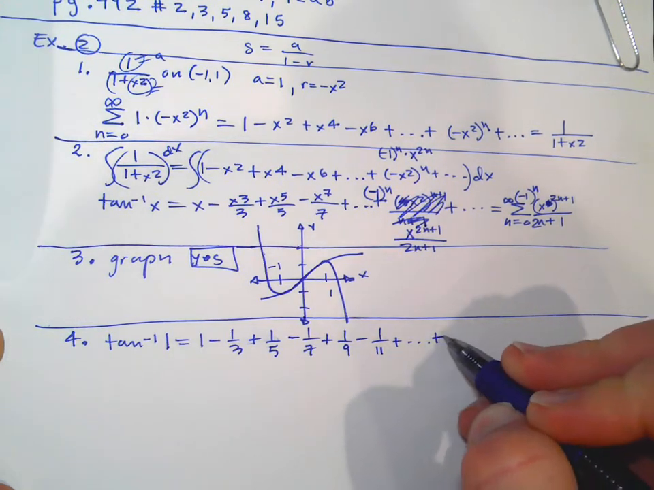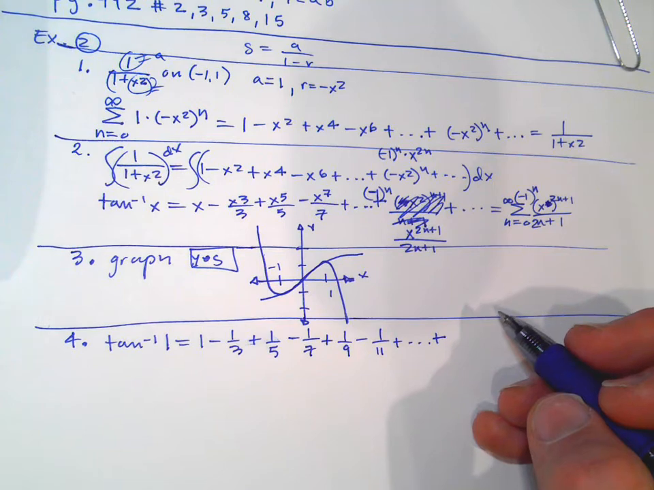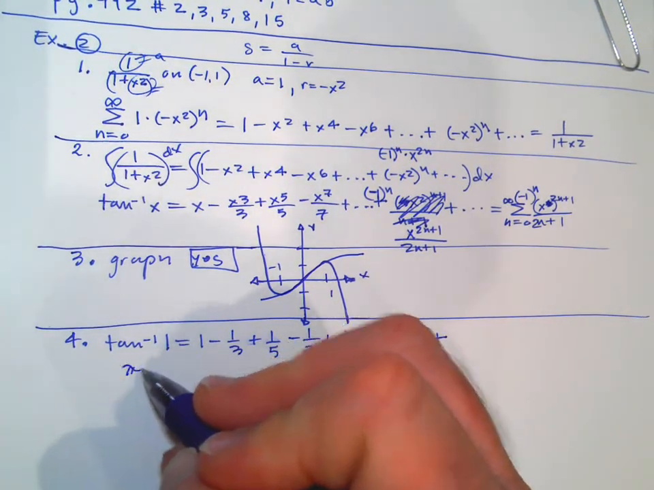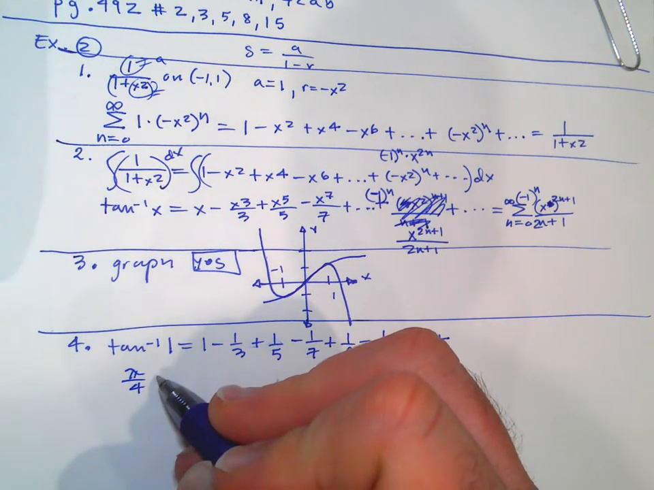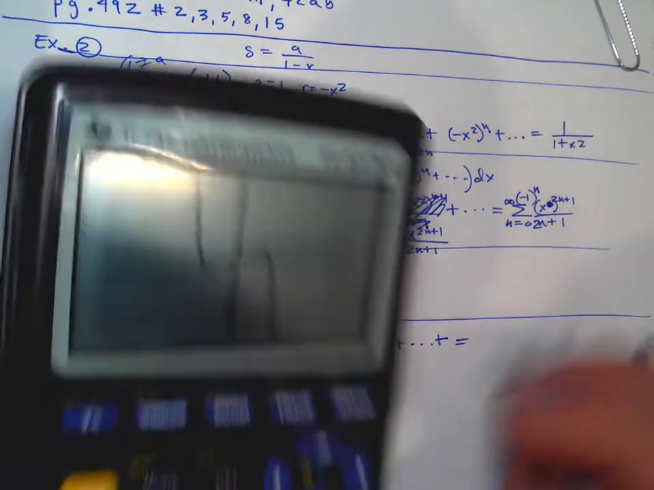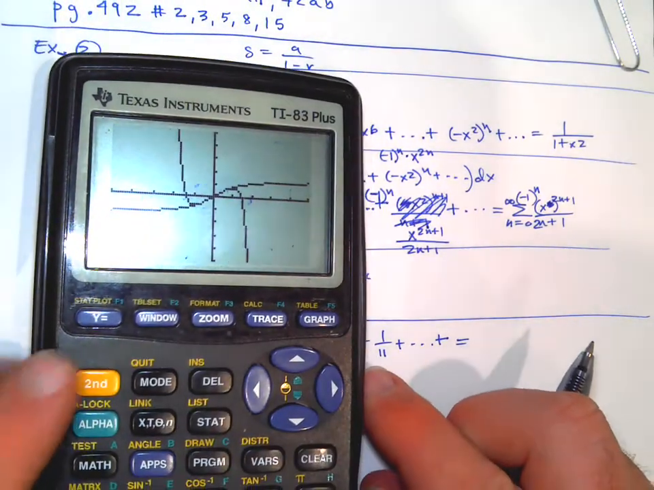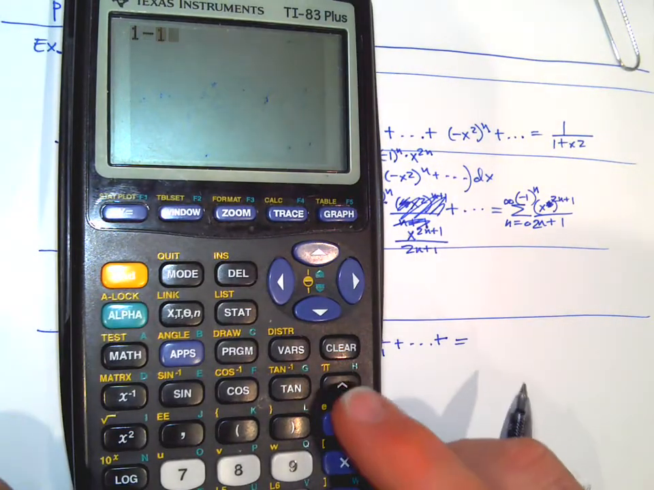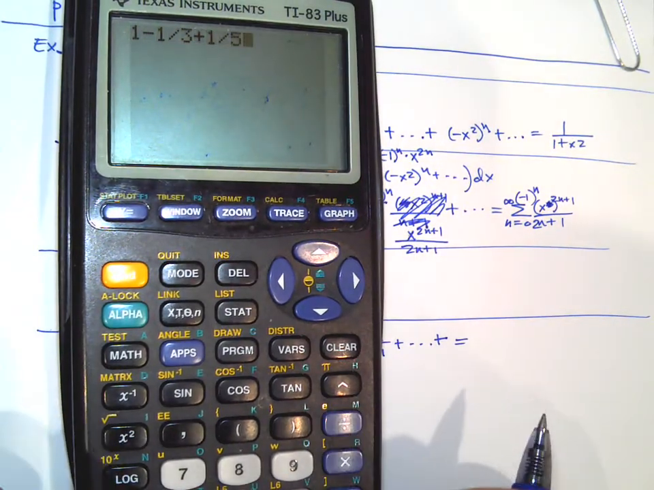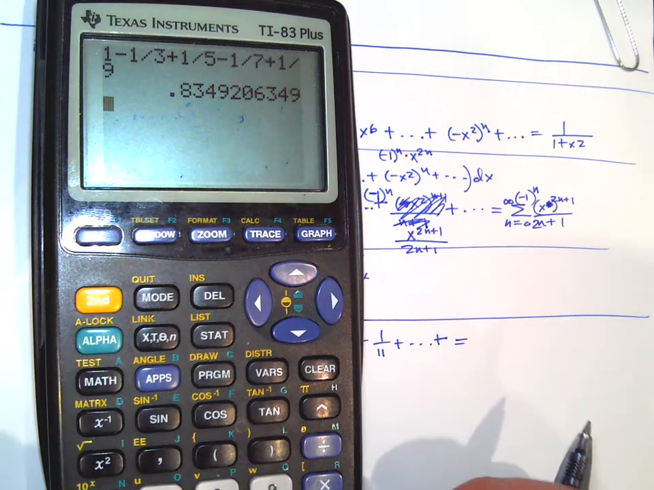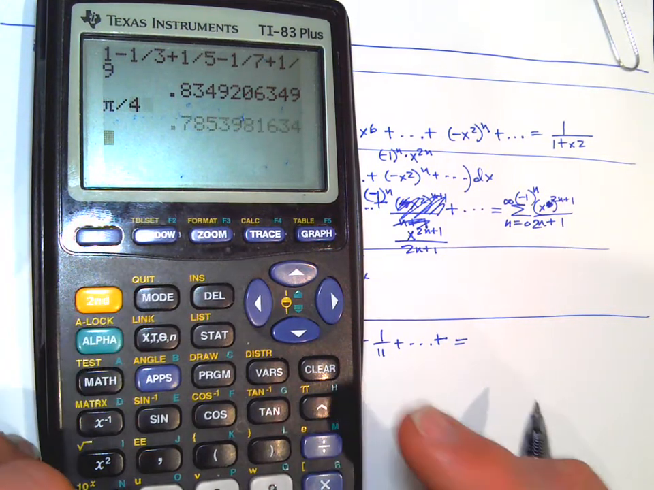Right? And now we know the answer to this. The answer of inverse tangent is pi over 4. So if we were to calculate a bunch of these, just look at partial sums. So that's 1 minus 1/3 plus 1/5 minus 1/7 plus 1/9, right? And pi over 4 is that.